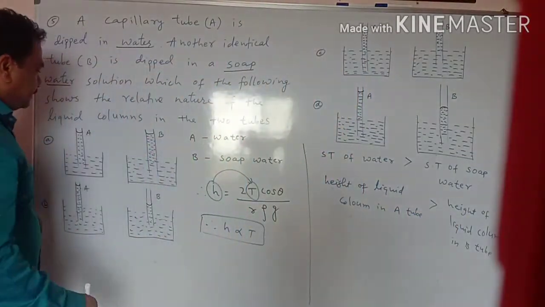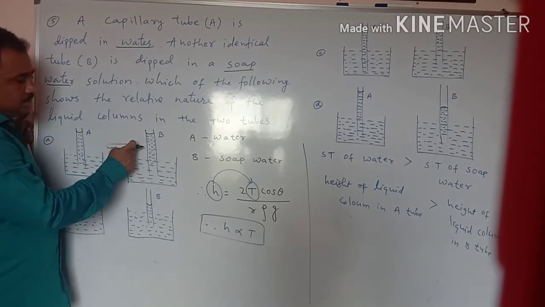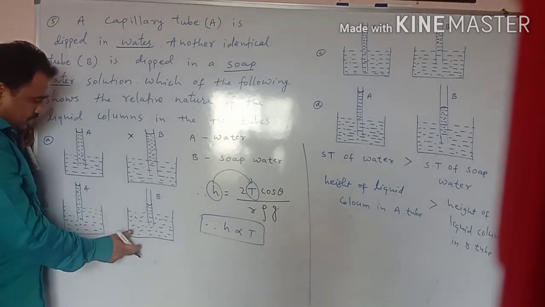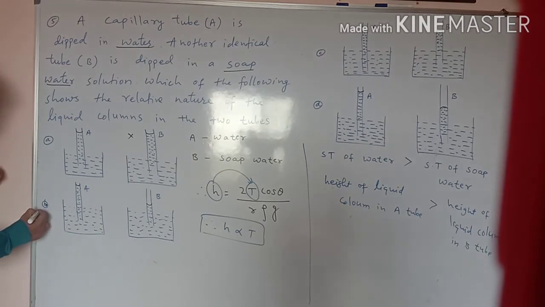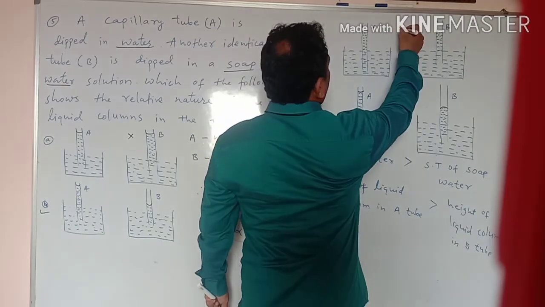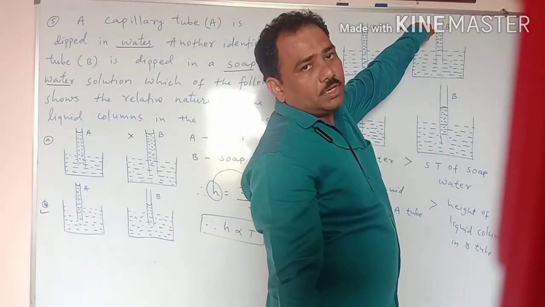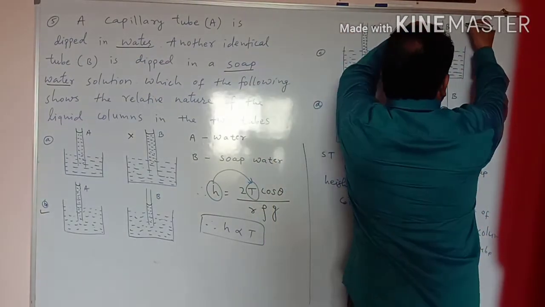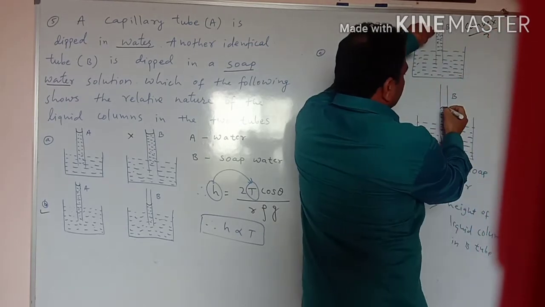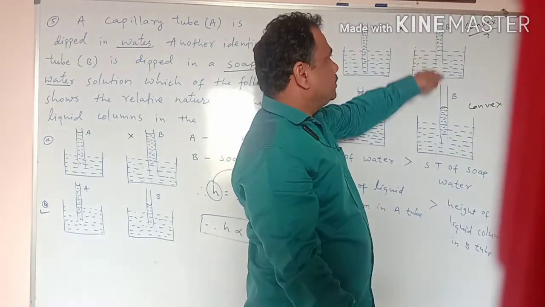Where it is less, the first option is not less, so this option will be cancelled. Here it is less, so this second option will be correct. Now the third option is not possible, because here the meniscus of the soap water is convex. Here also the meniscus of soap water is convex, but it is not possible.